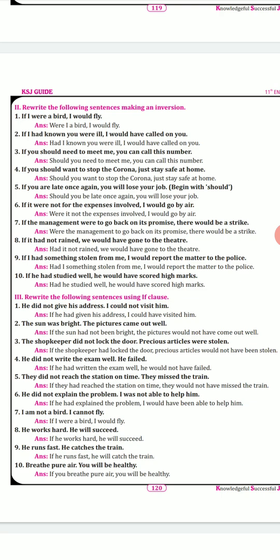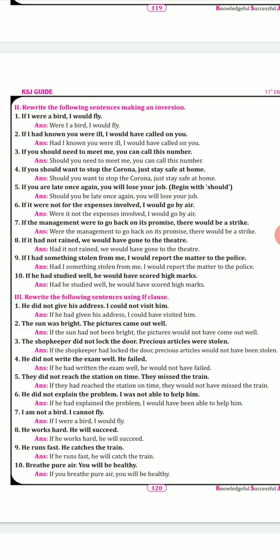So begin with should. First of all we have to begin with should, and then we have to remove if, and then it is followed by the subject. Should you be late once again you will lose your job.